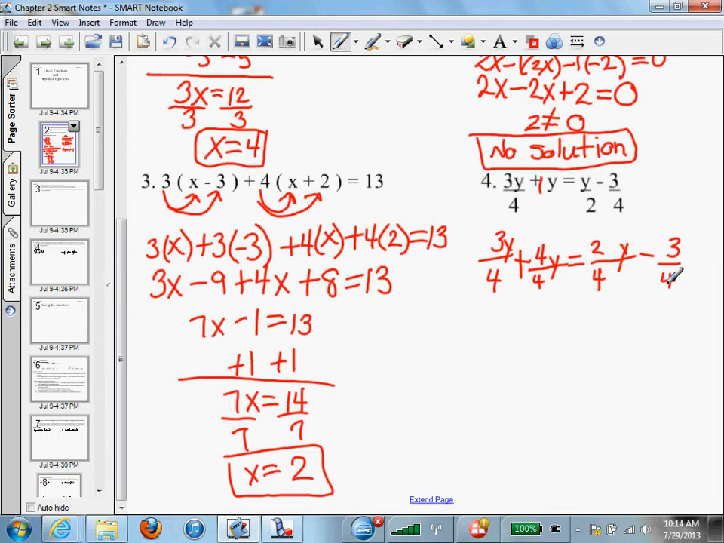Okay, so let's go through and simplify on this left side. 3/4 y plus 4/4 y gives you 7y over 4, as we just added the numerators. Equals 2y over 4 minus 3/4. So, to get the 2y over 4 on its own, to get to the other side, you want to subtract it on both sides.